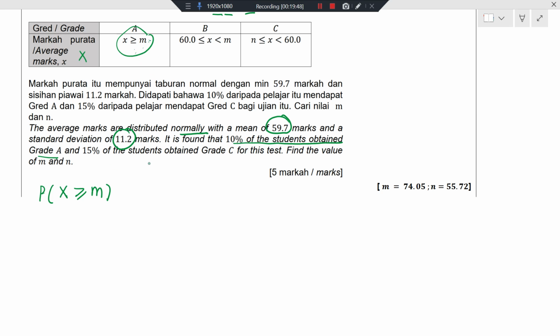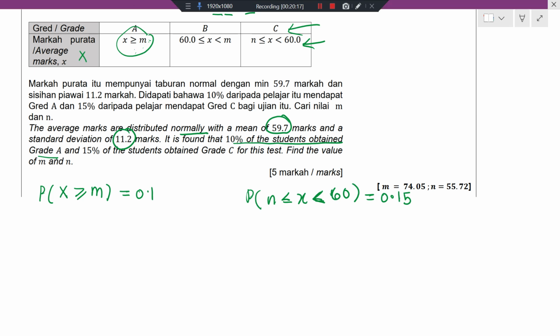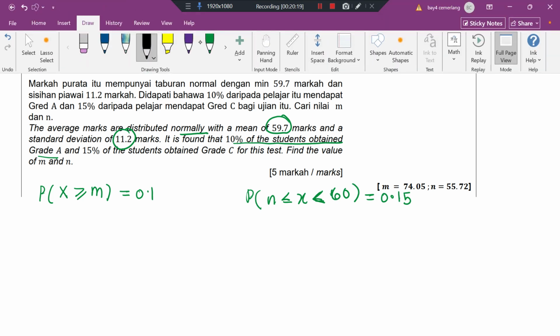You must know what you have to do. It is equal to 0.1, while 15% of the students obtain grade C. For grade C, what is grade C? Grade C is this one, N to X, up to 60. The probability for this is 0.15. From this, find the value of m and n. Not that tough. We can do it.